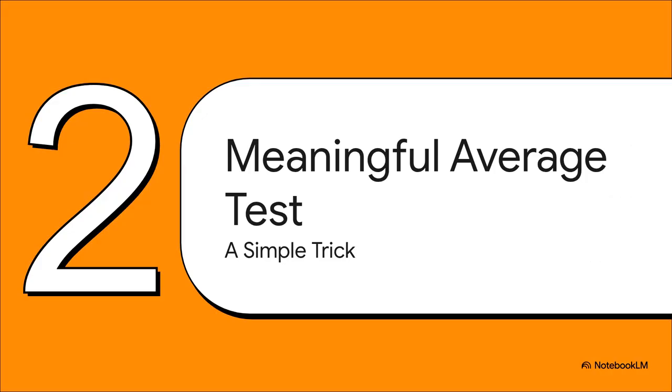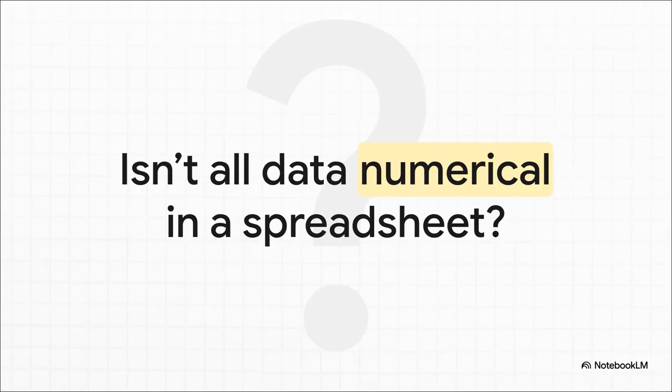Okay, I get it. That might still feel a little abstract. So let me give you a super simple, really practical trick to tell your data types apart, especially for spotting that all-important interval ratio data. I like to call it the meaningful average test.